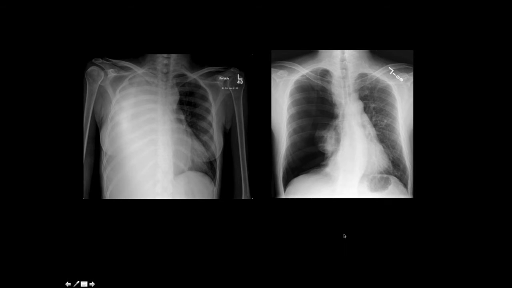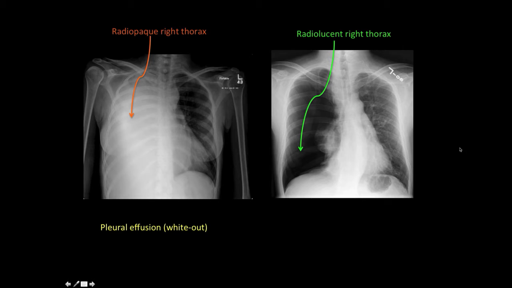So here's an example. We have a complete opacification of the right hemithorax. This is a radiopaque right hemithorax. In this particular case, it turned out to be a massive pleural effusion. Since it opacifies the entire right hemithorax, it's called a whiteout. On the other hand, on this one, the right hemithorax is radiolucent, meaning that it has less density than the surrounding tissues. In this case, it's obvious that we have a tension pneumothorax.